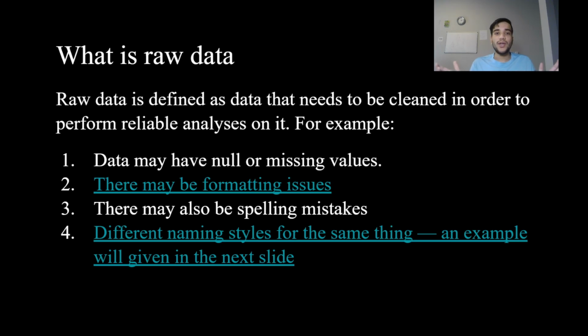So first, let's define what is raw data. Raw data is defined as data that needs to be cleaned in order to be able to perform reliable analysis on it or to get, in the end, some good business decisions. You can make good decisions based on the analysis you made. But if data is raw, you cannot do that. It will be messy. You cannot make good decisions on such data. Data is typically raw when it has missing values, when there are formatting issues.